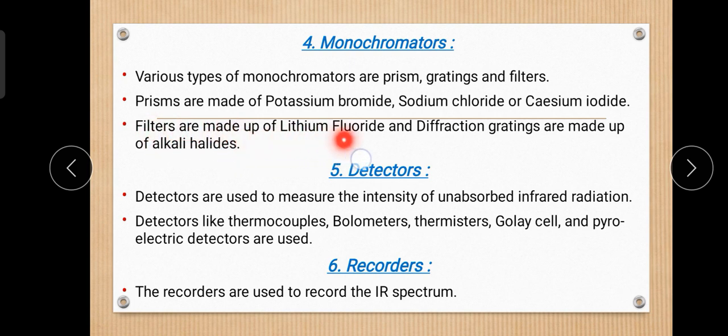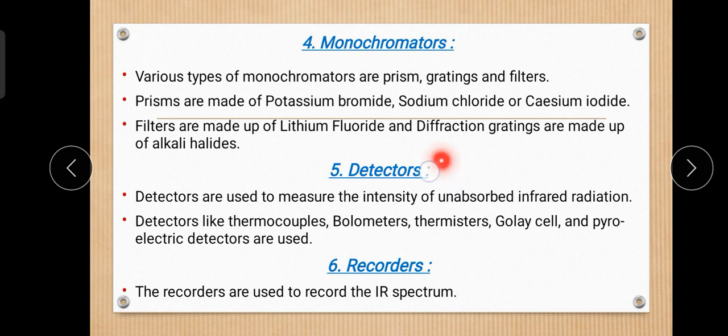Filters are made up of lithium fluoride, and diffraction gratings are made up of alkali halides. That means if we use filters, the material used for their construction is lithium fluoride, and if we use diffraction gratings, then the material used for their construction is alkali halides. So these are the different materials used according to the use of prism, gratings and filters. So this is the monochromator part.